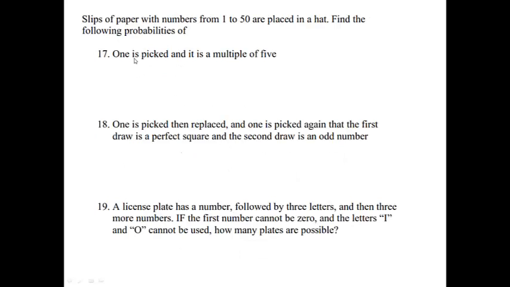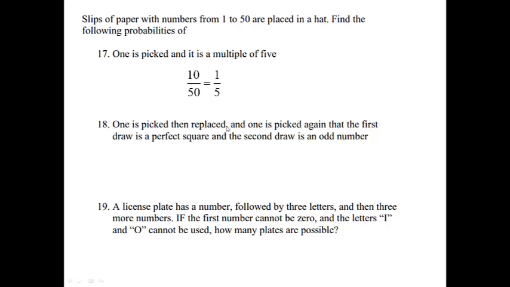Number 17. There's 50 slips of paper in a hat. They're all numbered. What's the probability that you're going to pick one that's a multiple of 5? Multiples of 5, how many multiples of 5 are there? There's 5, 10, 15, 20, 25, 30, 35, 40, 45, 50. There should be 10 of them in there. This will be 10 out of 50, which is 1/5.